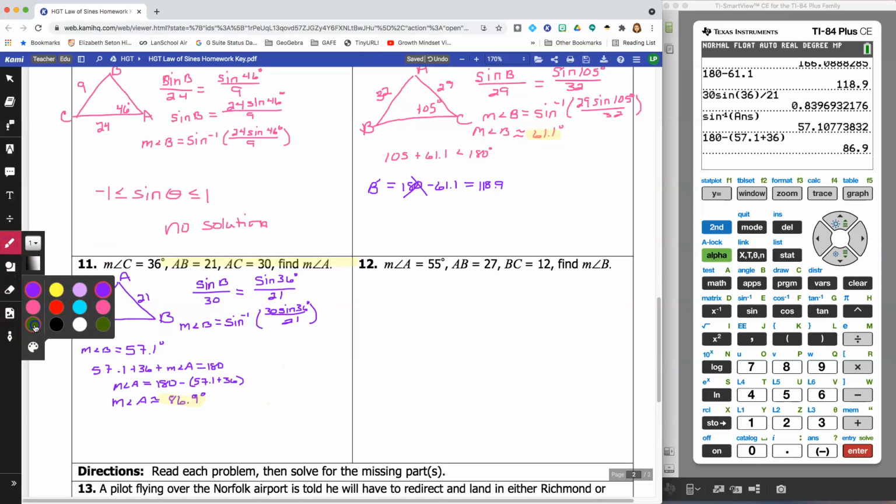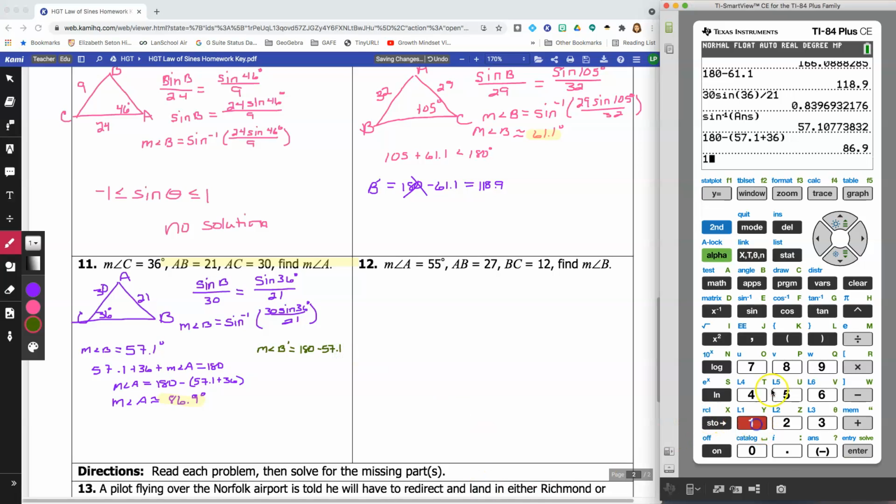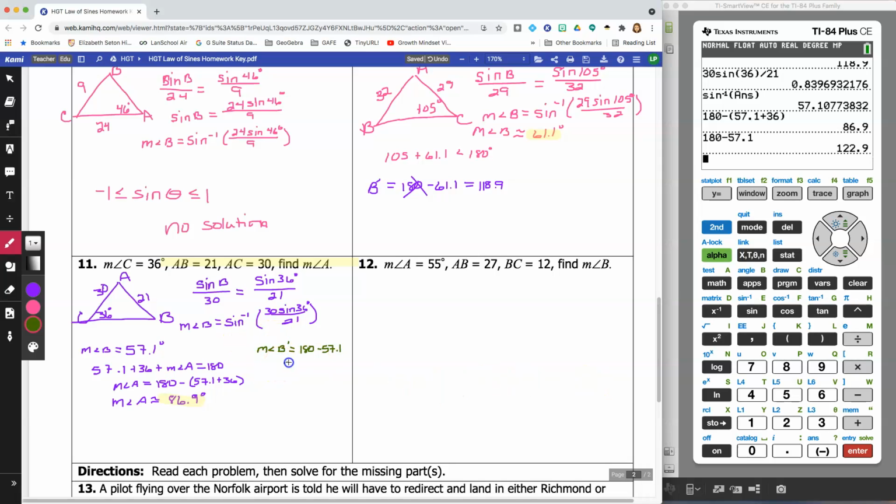The question is, is there a possible second answer? So in other words, what would be the measure of angle B prime? So to find that, we would have 180 minus 57.1. So if I take 180, subtract 57.1, that's equal to 122.9.